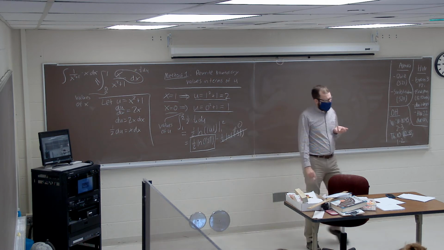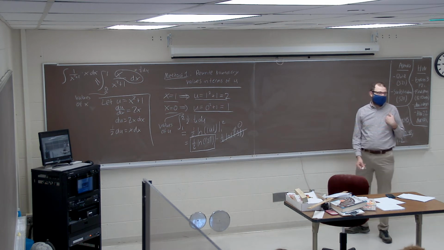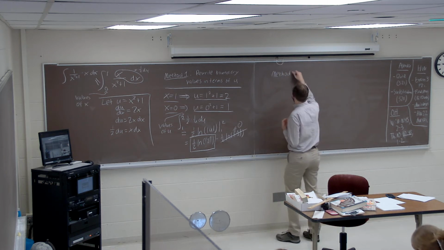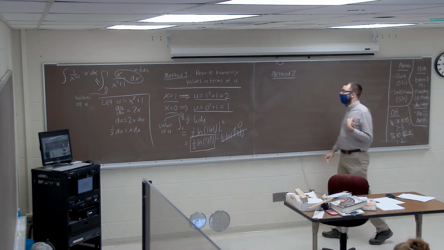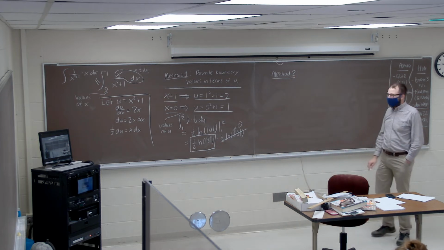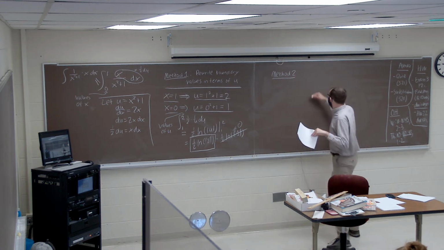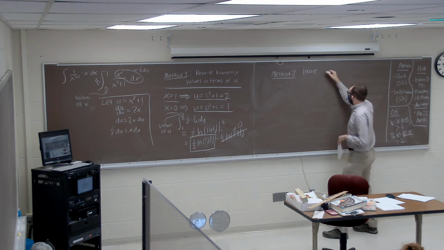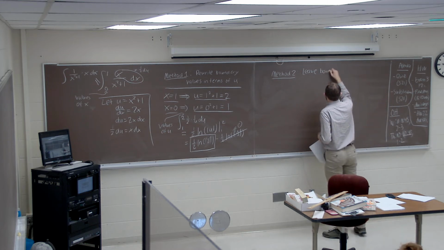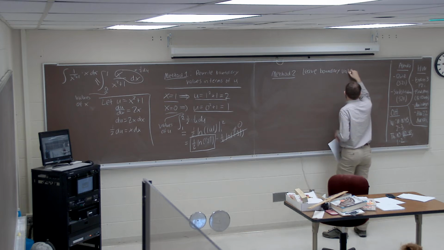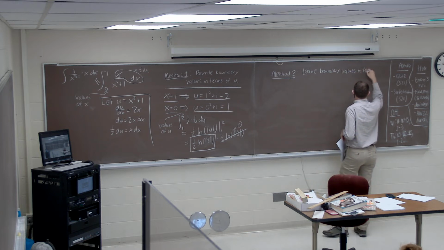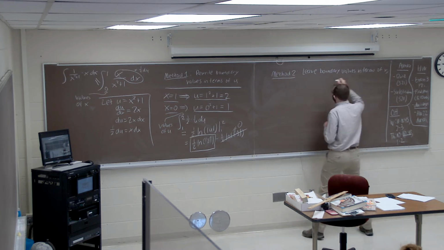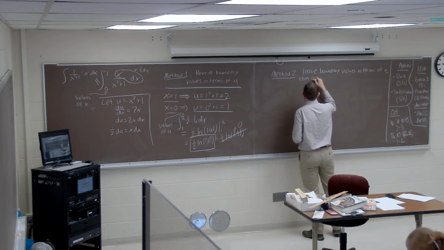So let's look at the second method, which is going to be pretty similar, but has a slight tweak to it. So our second method is, instead of writing the boundary values in terms of u, what we're going to do is something more akin to what Rachel suggested earlier. We're going to leave our boundary values in terms of the variable x, then convert everything back to x in the end.